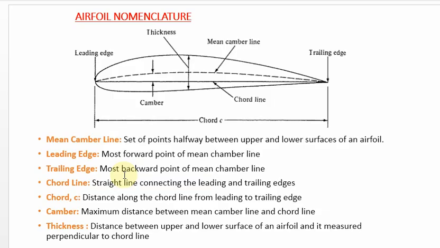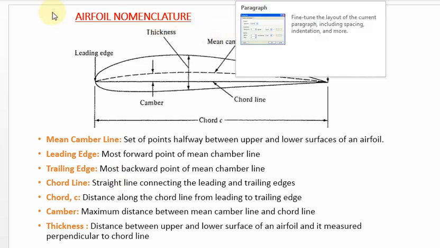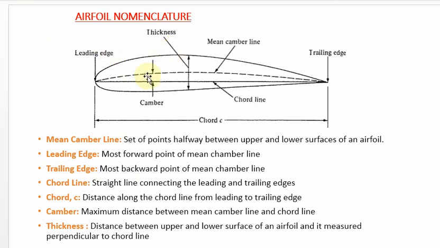The first one we are starting with is aerofoil nomenclature. So this is the aerofoil. Aerofoils may have many types. Mainly we talk about the symmetrical aerofoil or the cambered aerofoil. The cambered aerofoil and the asymmetrical aerofoil are the same. Here I am showing the cambered aerofoil.